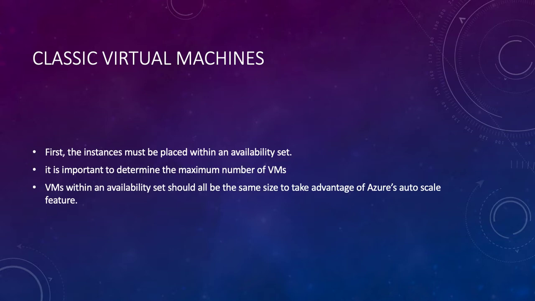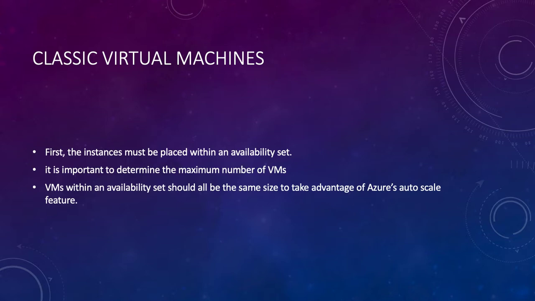When determining the scale-out approach for VMs, it is important to determine the maximum number of VMs, because that specific maximum number of VMs must be created, configured, and finally placed into the availability set that you will define for this purpose. When it comes time to scale out, the VMs within the availability set are used to fulfill the scale out needs. VMs within an availability set should all be at the exact same size, and they have to take advantage of Azure's auto scale feature.